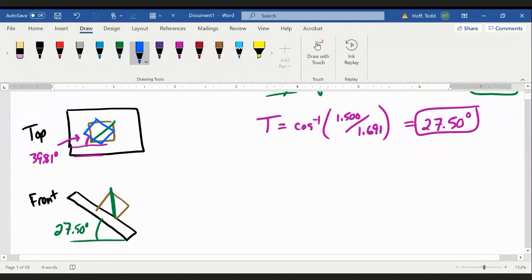Now, if we are looking at running a drill here at 200 RPM with a feed rate of 0.03 of an inch per revolution.